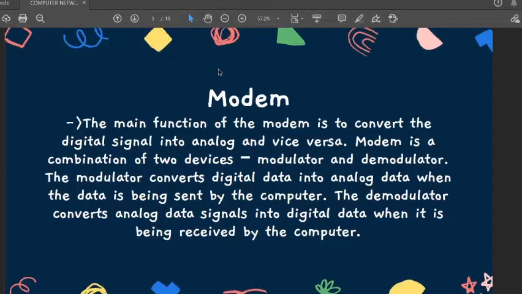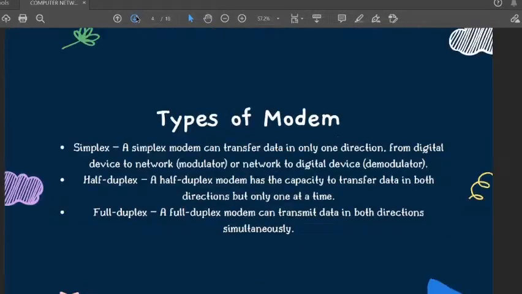Computer needs digital type of data, so we need to get it from there. So we will convert analog data to digital data. Okay, so that is known as demodulation. Okay, now types of modem.